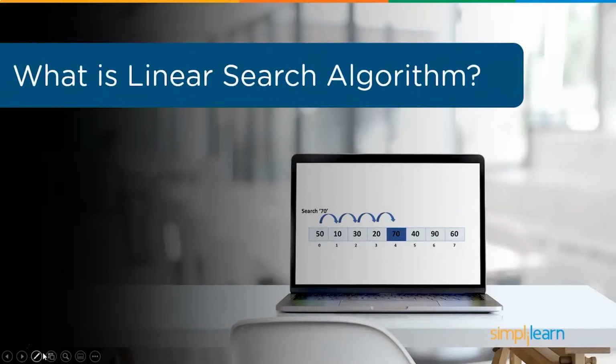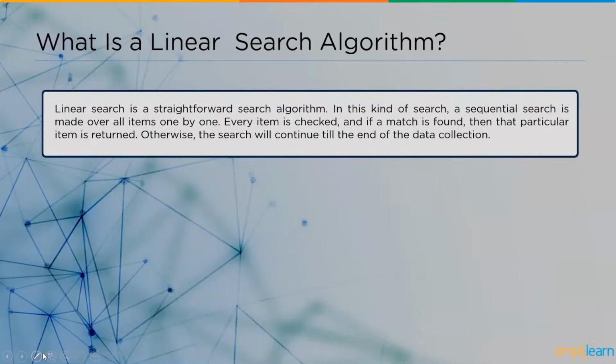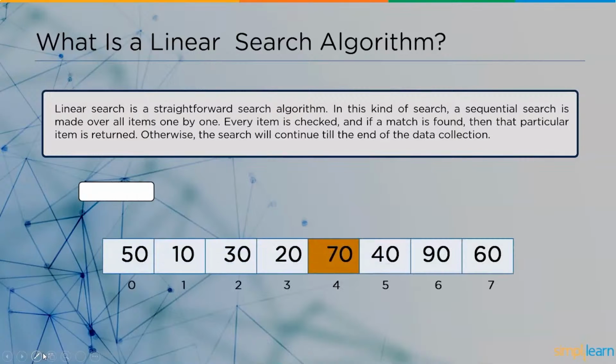After understanding the logic of search and the types of search, we will get into understanding what is the linear search algorithm. The linear search method is a simple search technique. In this type of searching approach, we perform a sequential search across all objects one after the other. Every element is examined, and if a match is found, then the specific element is returned. Otherwise, the search will continue until the data collection is complete. Let us go through an example for a better learning experience.